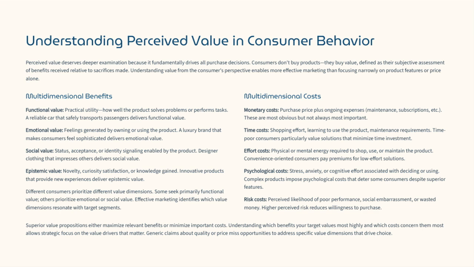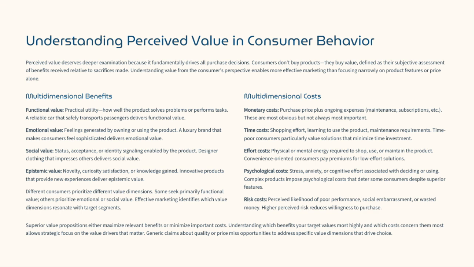Complex products can impose psychological costs, which might turn off some consumers even if the features are excellent. Then we have effort costs, physical or mental energy needed to shop for, use, or maintain a product. That's why convenience-oriented consumers are often willing to pay a premium for solutions that demand less effort.